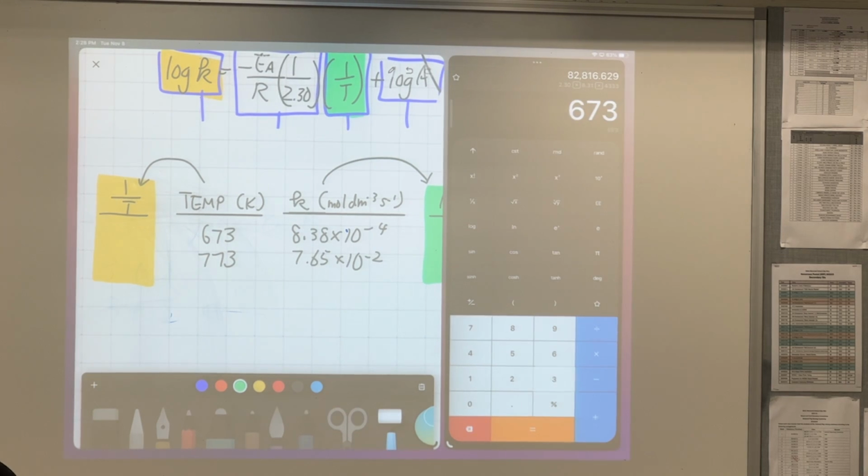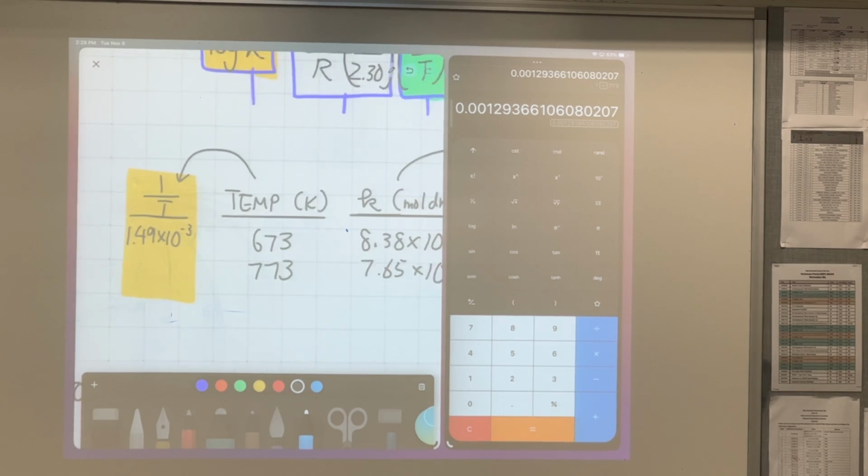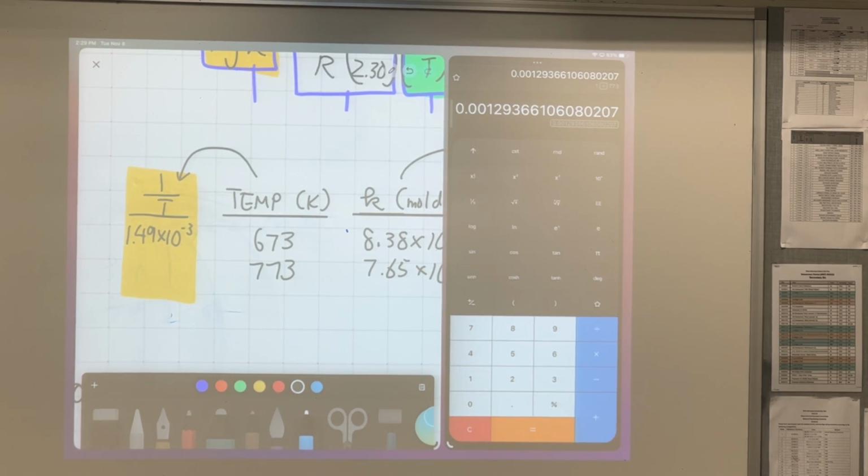So you have 673, 1 over that. Remember to store the number on your calculator, or you will lose accuracy. So you have 1.49 times 10 to the power negative 3. And when you do 1 over 773, you all know how to store the number, right? I think it's shift store, and then there's a letter, like shift store A, shift store B. You can try it, but you can use the history function on the calculator for now. So 1 over 773 will be 1.29 times 10 to the power negative 3.